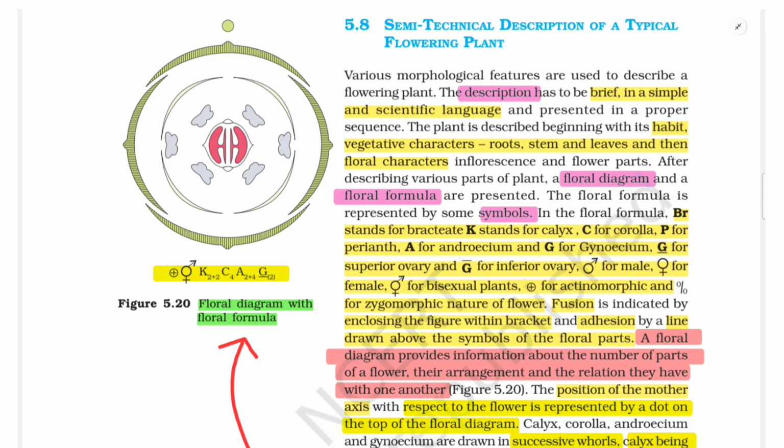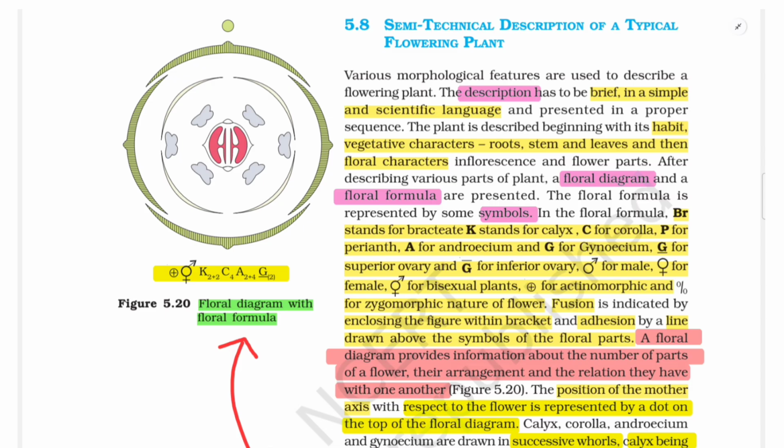5.8 Semi-technical description of a typical flowering plant. Various morphological features are used to describe a flowering plant. The description has to be brief, in a simple and scientific language, and presented in a proper sequence. The plant is described beginning with its habit, vegetative characters, root, stem, and leaves, and then floral characters, inflorescence, and flower parts. After describing parts of a plant, a floral diagram and a floral formula are presented.